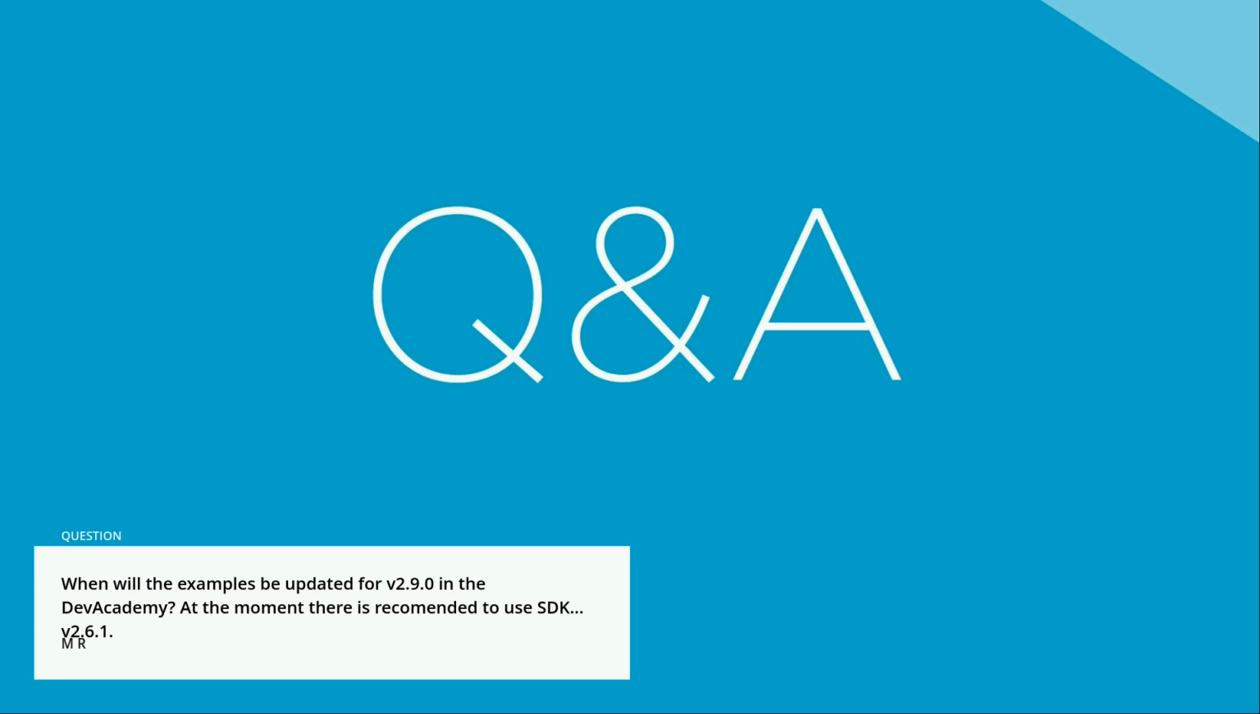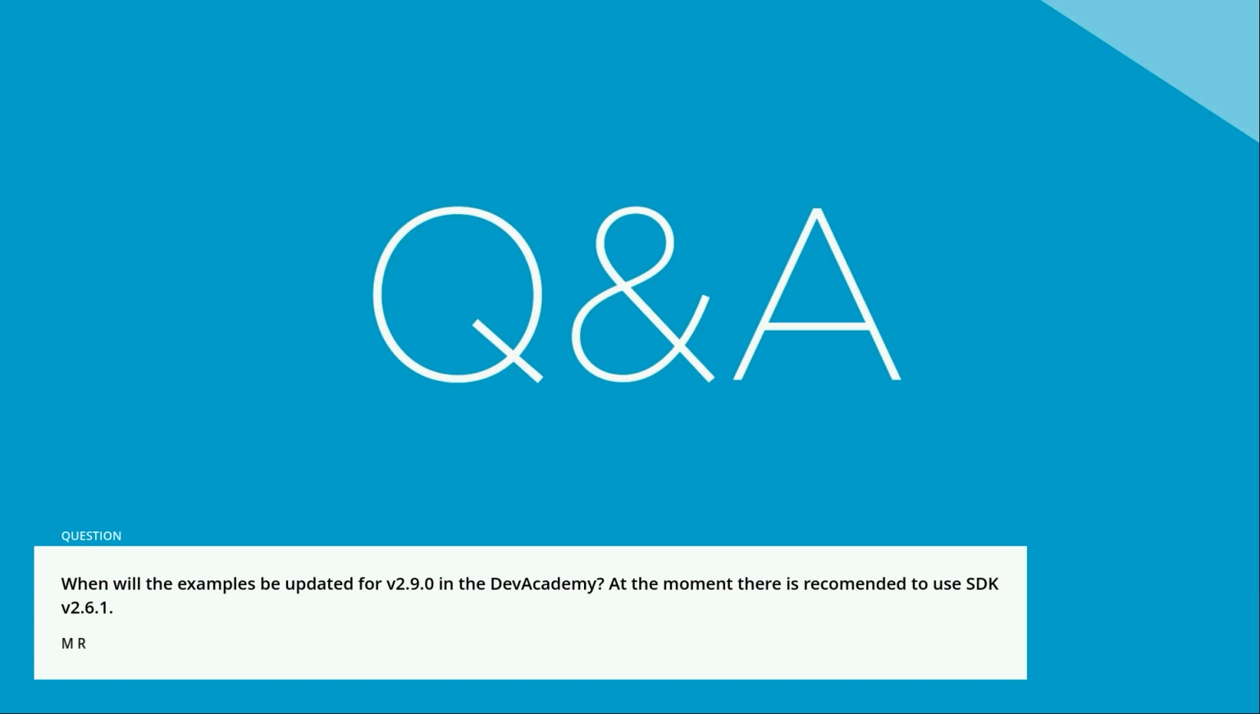So the first one: when will the examples be updated for 2.9 in the Dev Academy? Actually, some of the courses are already updated. The nRF Connect SDK fundamentals course, Bluetooth LE fundamentals and cellular fundamentals are already updated, and we're currently working on updating the Wi-Fi and the nRF Connect intermediate course. I don't have a specific date when that will be ready, but we're working on those.